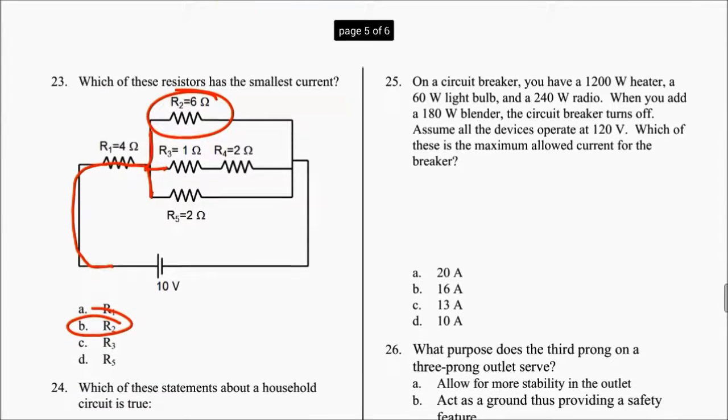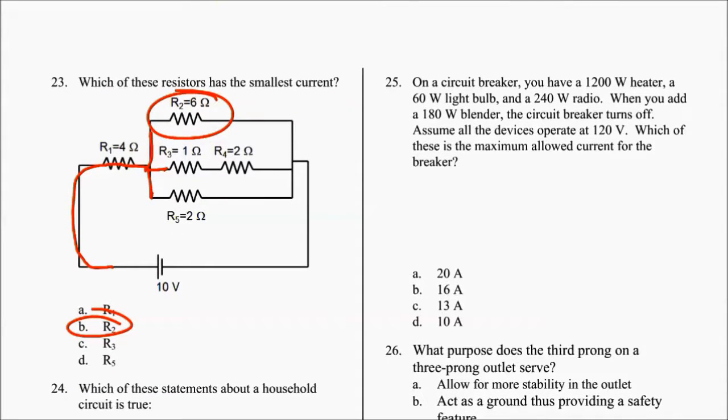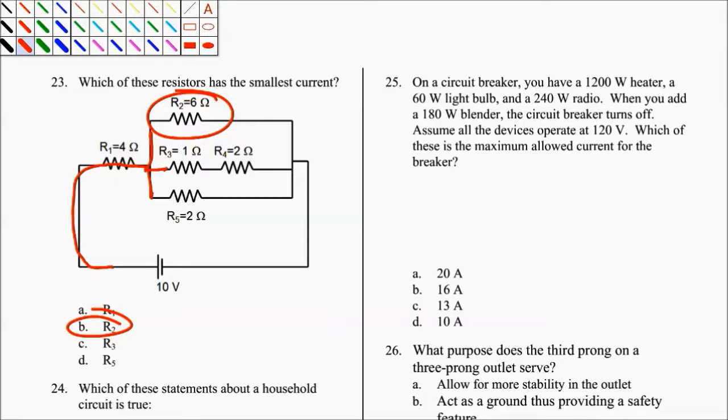On a circuit breaker, you have a 1200 watt heater, a 60 watt bulb, and a 240 watt radio. When you add a 180 watt blender, the circuit breaker turns off. Assume all the devices operate at 120 volts. Which of these is the maximum allowed current for the breaker?